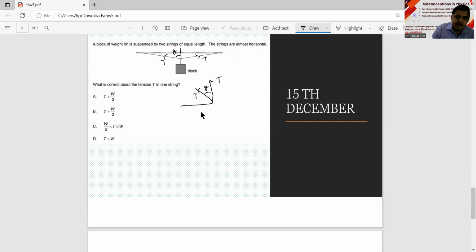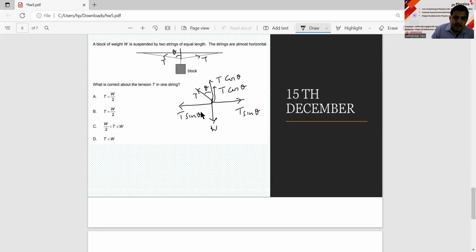Along this direction, this should be T cos theta. Along this direction, this should be T sin theta. The same is applicable for the other string also. I can now write T sin theta along this direction. And I'll write one more thin line here, T cos theta once again. And the weight is acting downwards, which should be W over here.